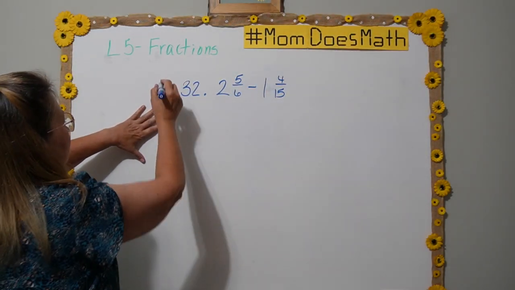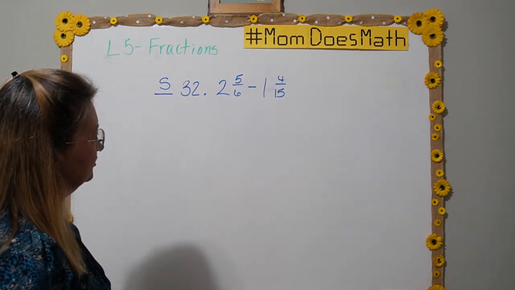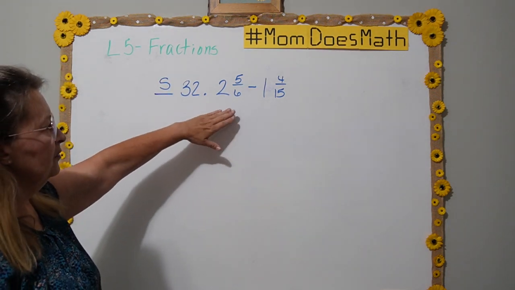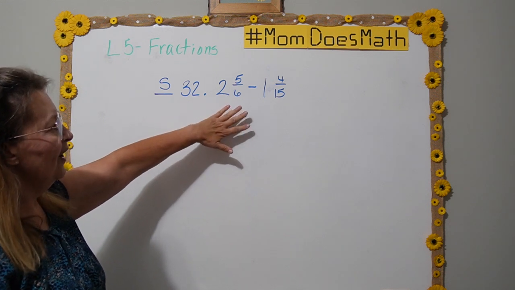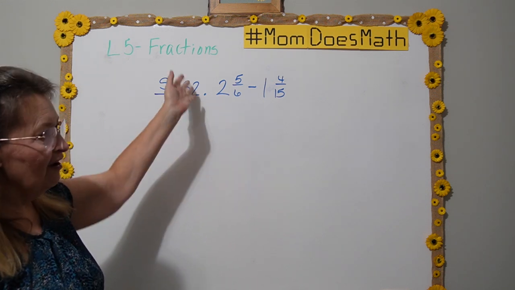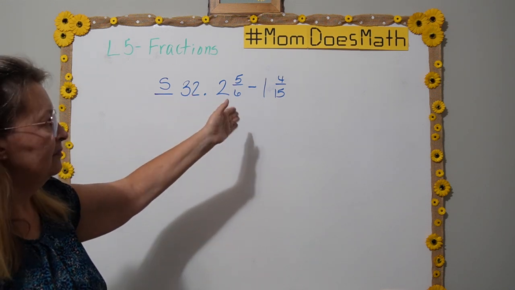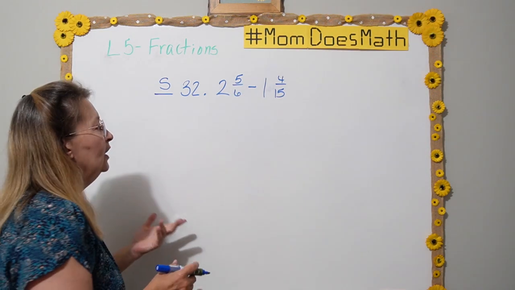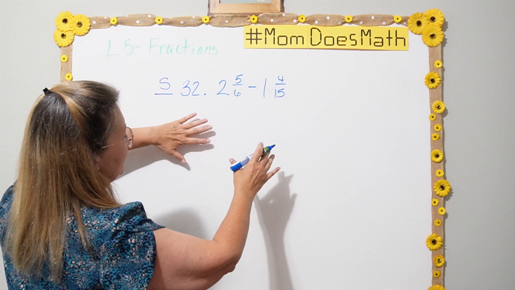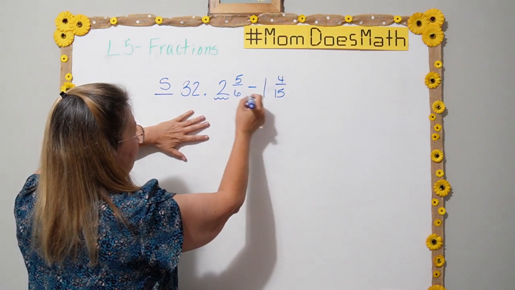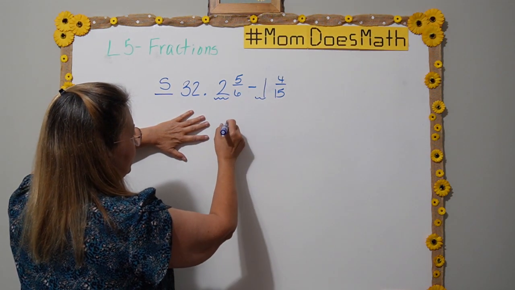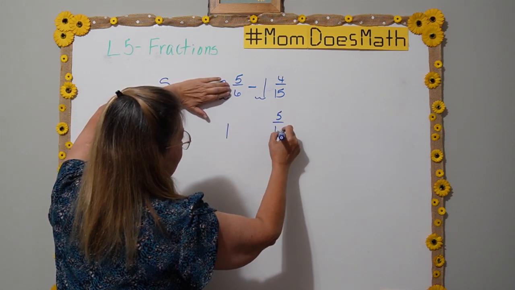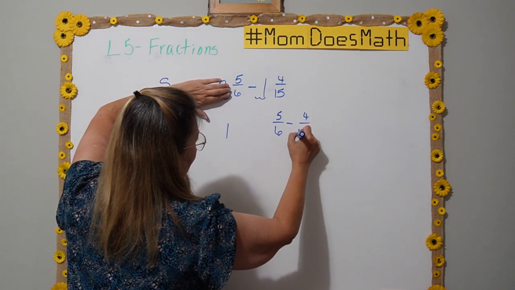Okay, number 32 is a subtraction problem, and I'll show you what I mean on this one. This will be a good example. I'll show you how you can do this without converting it to an improper fraction first. A lot of people prefer this way. What you do is you make it into 2 separate problems and you say, all right, first, 2 minus 1 is 1. You're still going to have to do 5/6 minus 4/15.